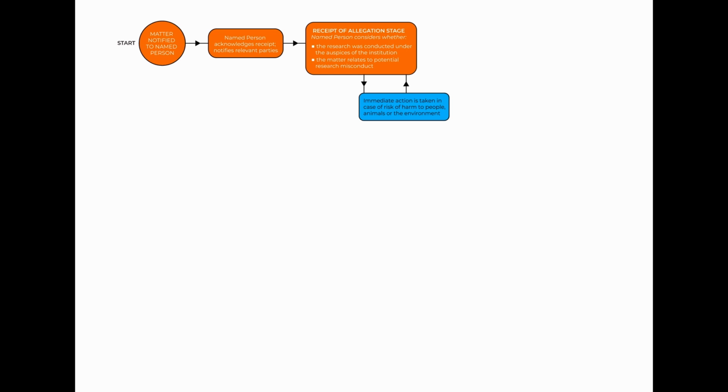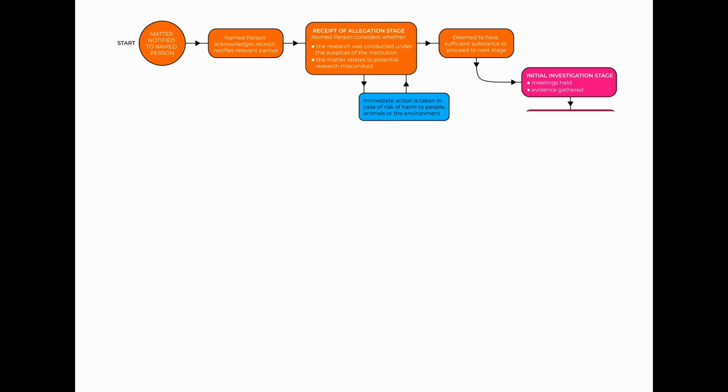Once the named person has undertaken the review and deemed that the matter fulfills both criteria and has sufficient substance, they will then move on to the next stage, which will be an initial investigation. The initial investigation stage will be carried out either by the institution or by a committee convened to review the matter. They will gather and review relevant information from the initiator of the complaint with due diligence, hold any relevant meetings, and then provide a report to the named person.